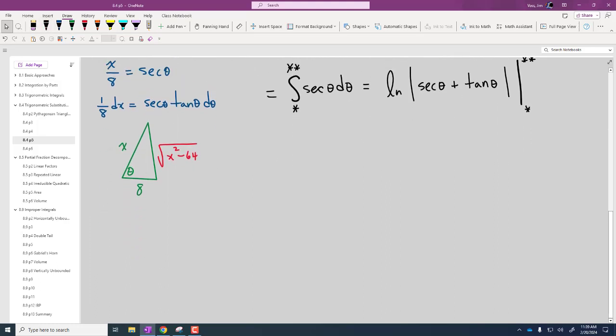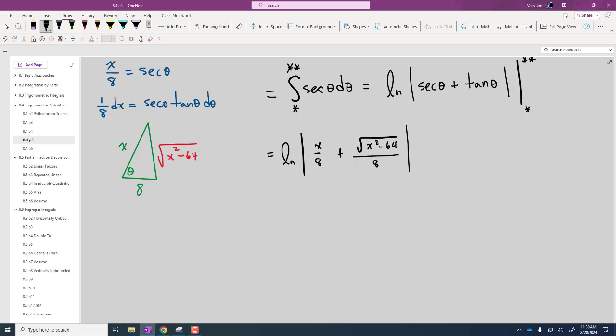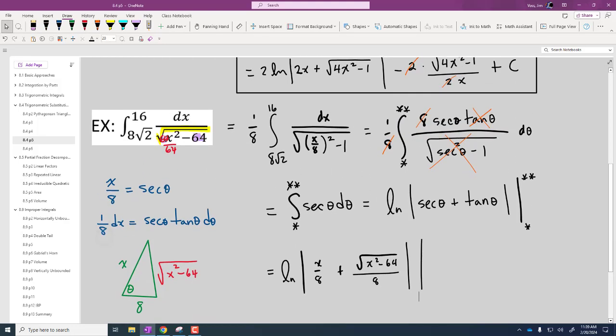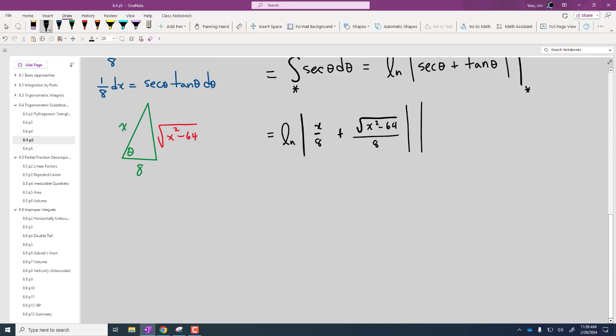We can substitute. We can get all the way back to x. So we're going to have natural log, absolute value, secant is x divided by 8 plus tangent. We get that over 8. And now we're back in the land of x's, whatever they were, 8 root 2 and 16. We have that.